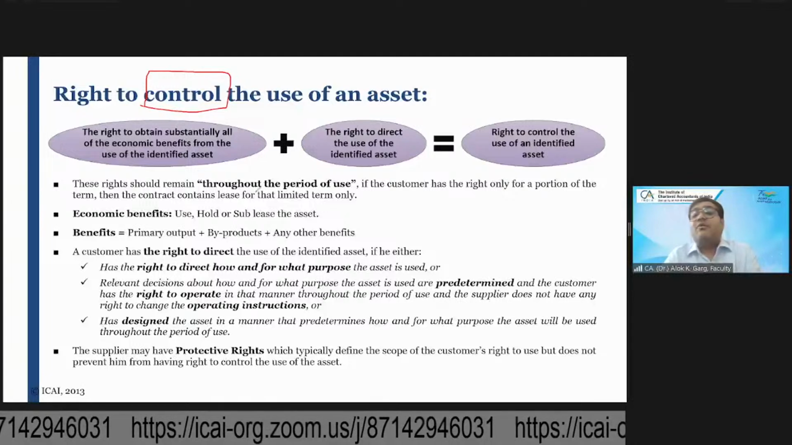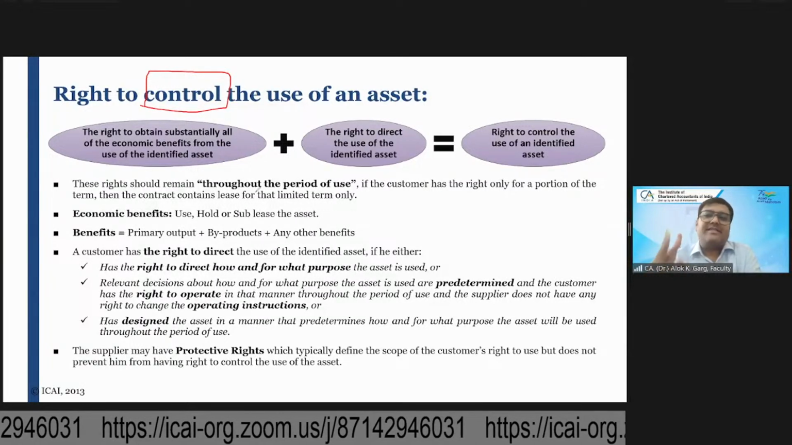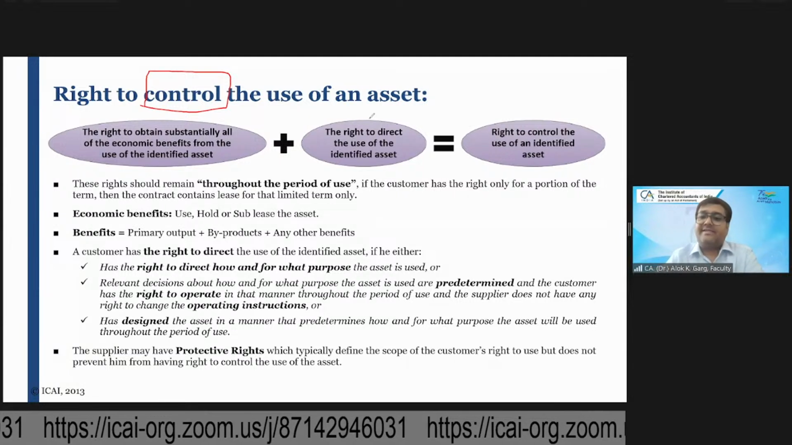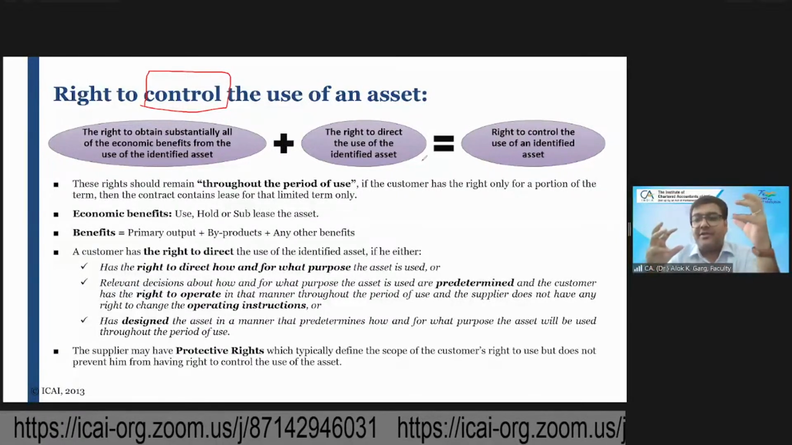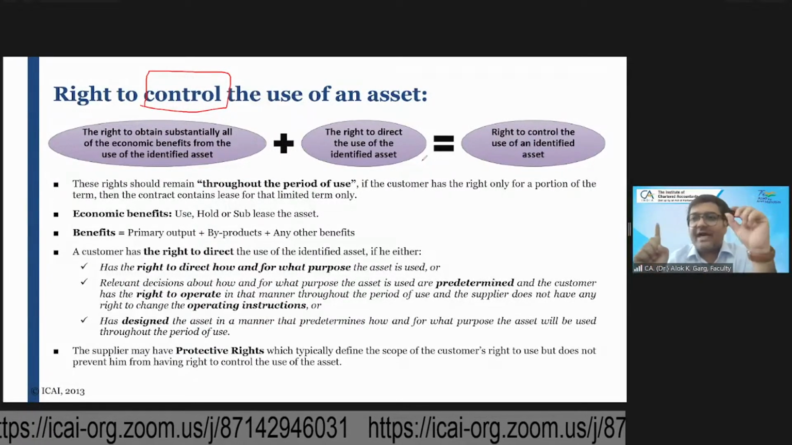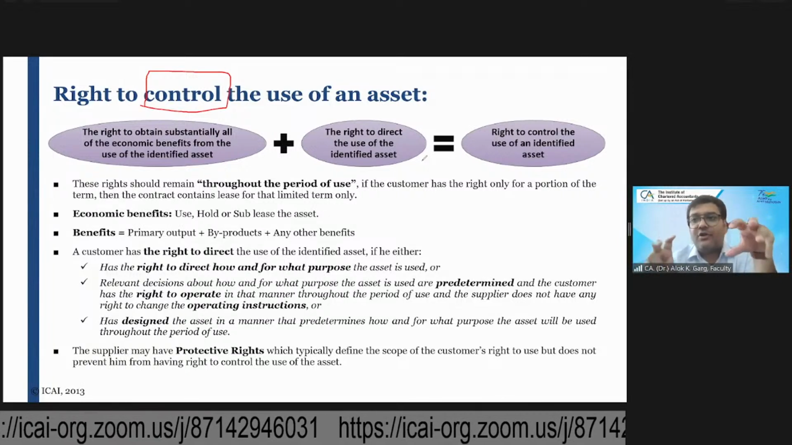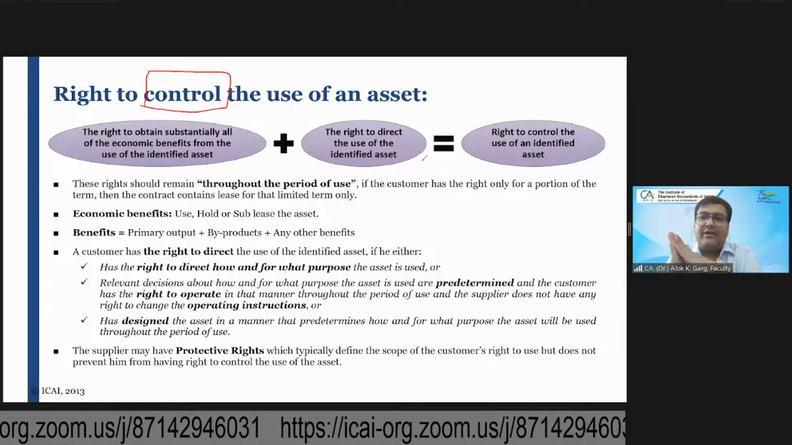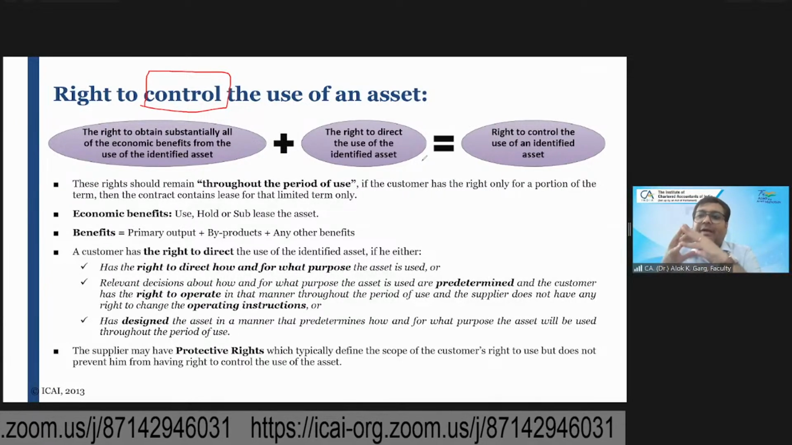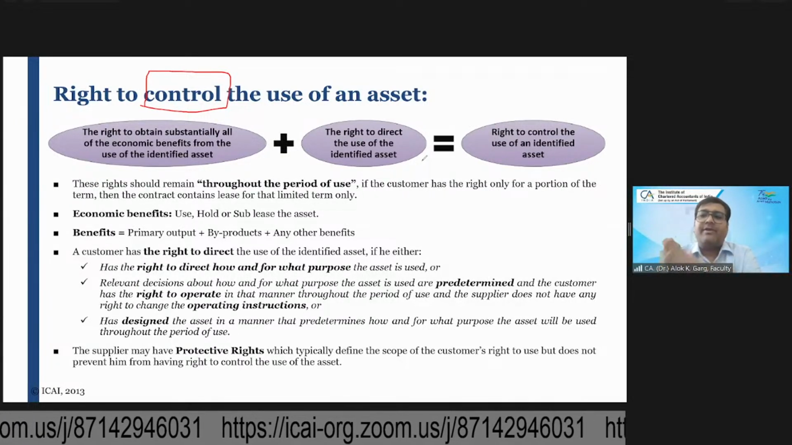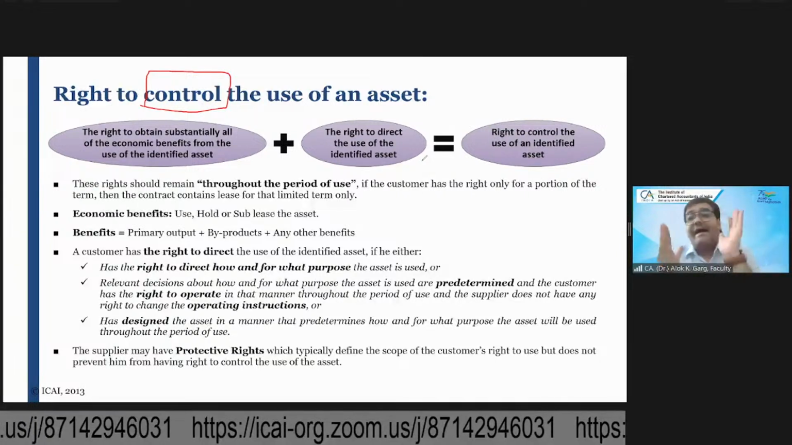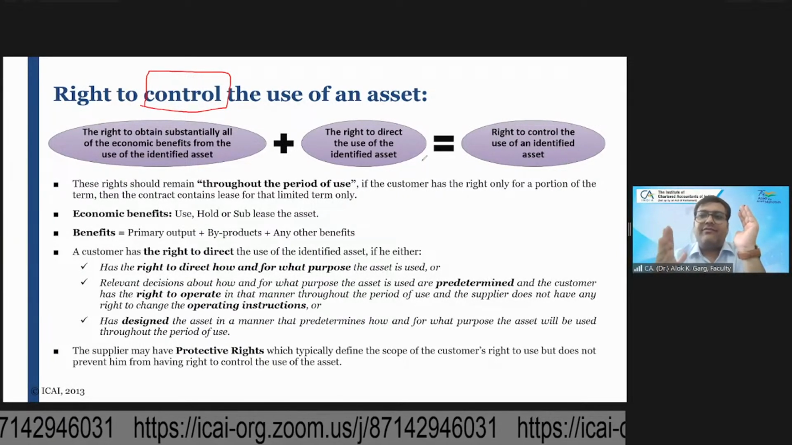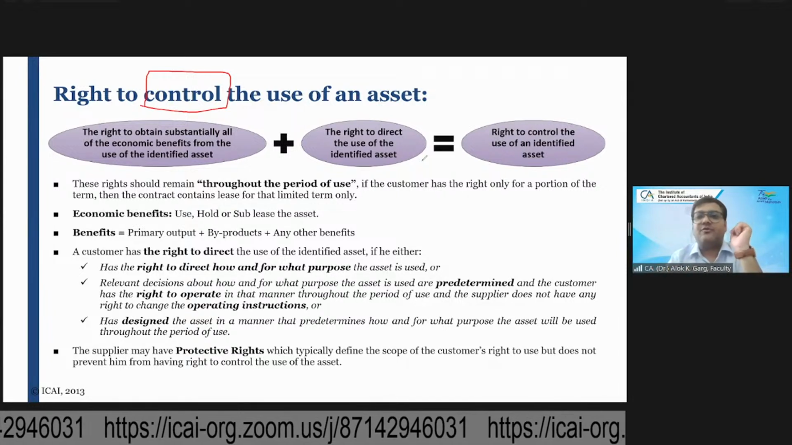Yes, right to control the use of an asset. Friends, two things are important. Number one, when you will be able to say that, yes, I have the entire right. I am controlling the use. I am not only using, I am controlling the use also. Like in one of the examples which I have taken of my car, which I have given to Abrikesh, I have shown you guys the difference between right to use and right to control the use.